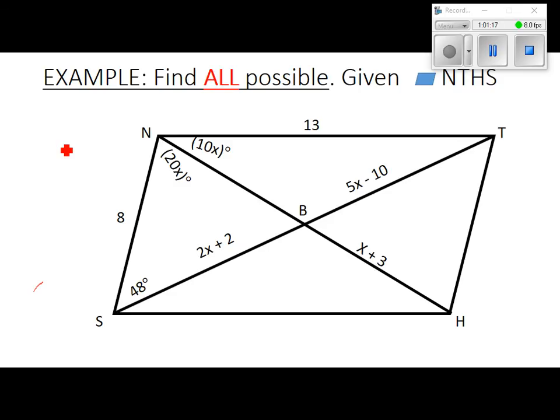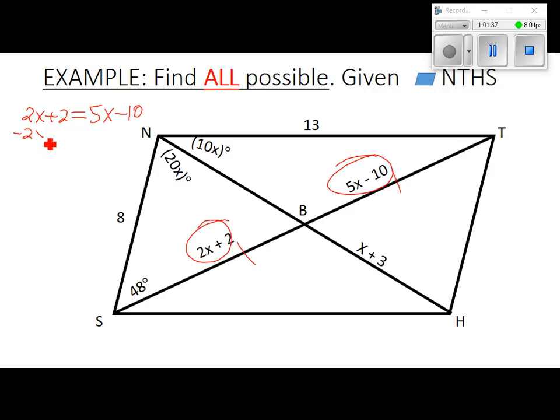Let's find x first. What's an equation? 2x plus 2 equals 5x minus 10. Very good. 2x plus 2 should equal that, because what do we know about the diagonals? They bisect each other, right?